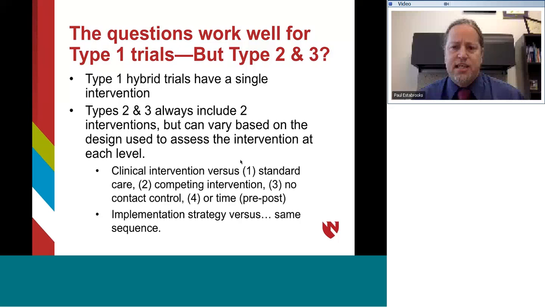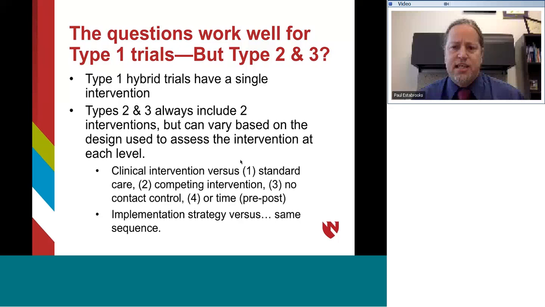And then you will also have an implementation strategy, and then you would compare that again using different methodologies. When you look at this, and I don't know that this is the extent of comparisons that you would have for each of the interventions, you can see there's a lot of different trial types that you could see, even if it was simply a type 2 implementation effectiveness hybrid design. It could have a clinical intervention across these different comparisons, as well as an implementation strategy across these different types of comparisons too.